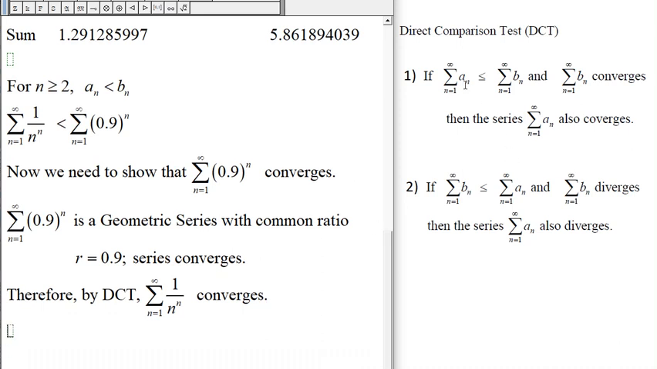So we have shown two things. Series a sub n is less than series b sub n, and we've also shown that series b sub n converges.